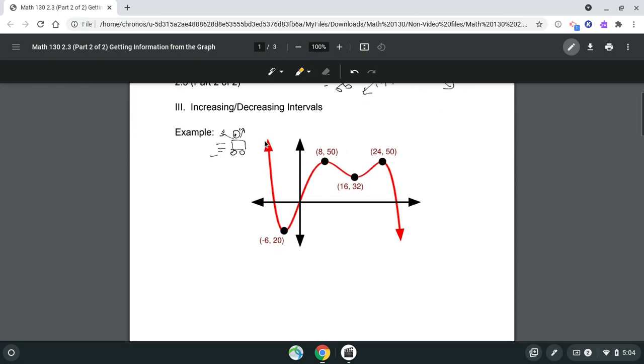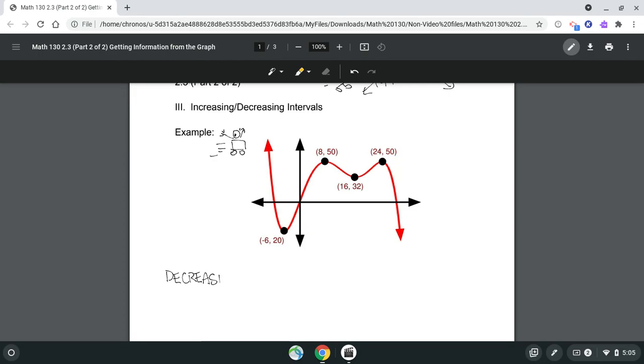So that is essentially what we mean by increasing and decreasing intervals. Here you would be going down, so that would be a decreasing interval. This would be an increasing interval. This would be a decreasing interval. And then from here to there would be increasing and then decreasing. So we want to be able to label those intervals of decrease and increase. Let's just go ahead and start with the decreasing.